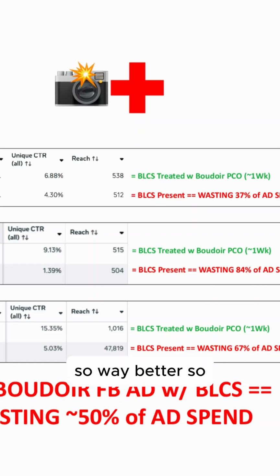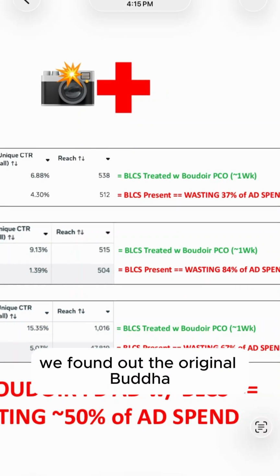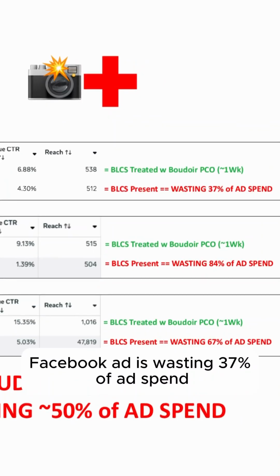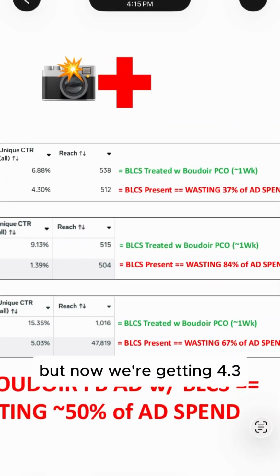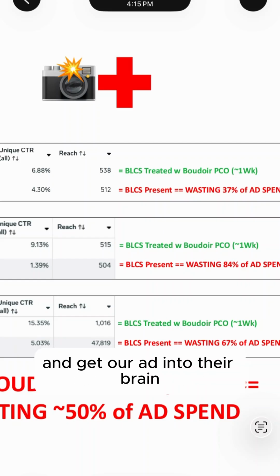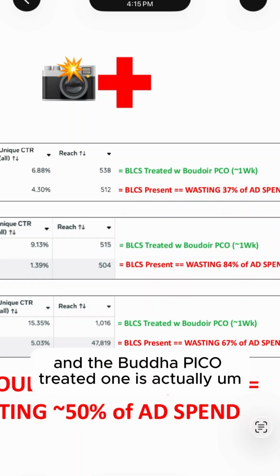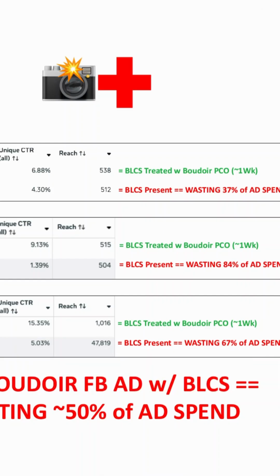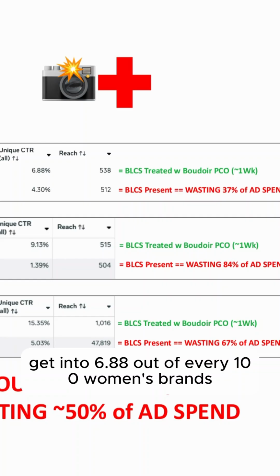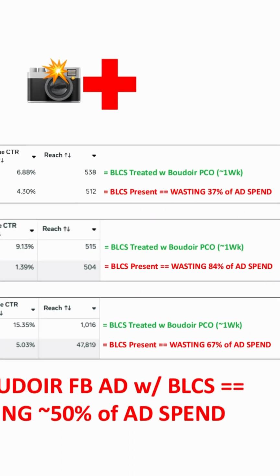So way better. We found out the original Boudoir Facebook ad is wasting 37% of ad spend by only getting 4.3 out of 100 women to click somewhere on it and get our ad into their brain. And the Boudoir Pico treated one is actually getting to 6.88 out of every 100 women's brains.